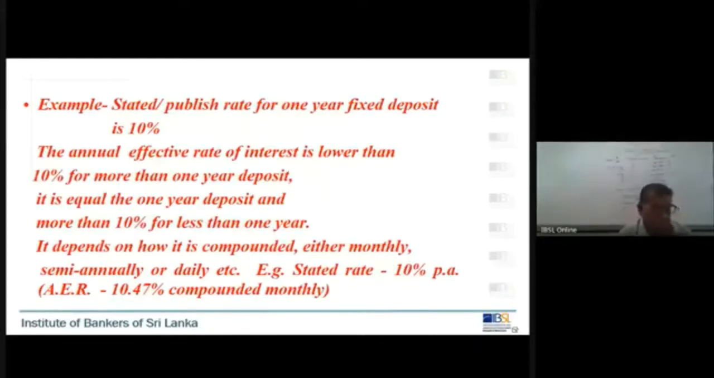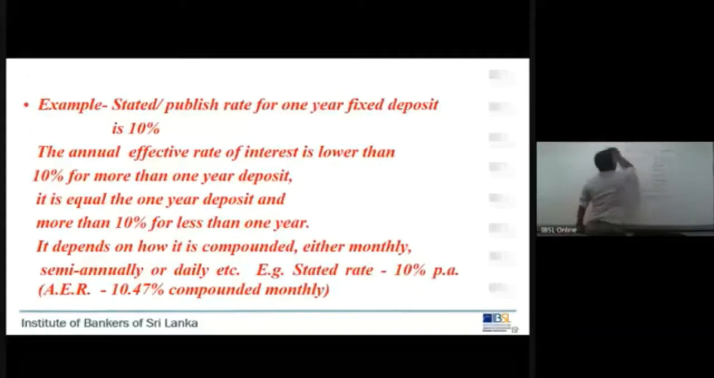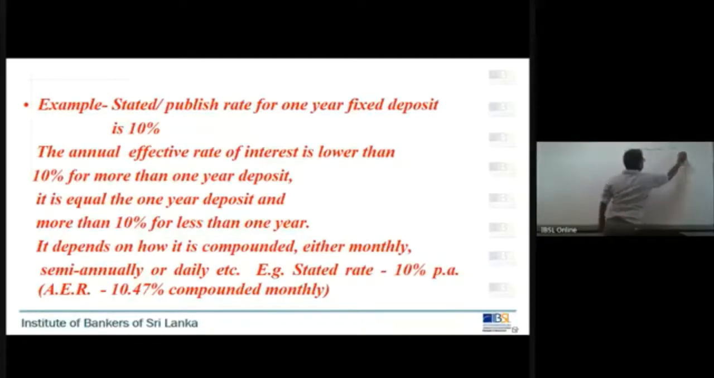Clear? Right. Now think about it, suppose your FD rate is for 1 year. Now you need to remember this, then we will do some questions. Say the 1 year interest rate is 10%, right? This is the percentage. Now, in this case, your normal interest rate is for 1 year. For 1 year, if you want to jot down, the 1 year interest rate is equal to the annual effective interest rate. So here, 10%.